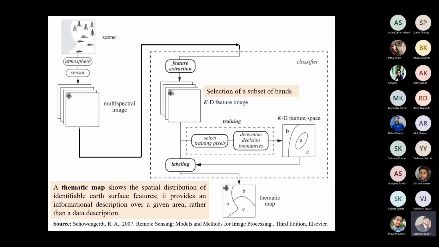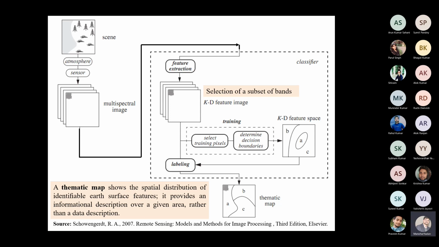This is the workflow that we adopt for image classification. As you see, from a particular scene, by using sensors, the images are collected in multiple bands. Let's say the total number of bands is k. Out of k, a subset is selected first. When we select a subset of bands, they are used for labeling and for generation of thematic maps.